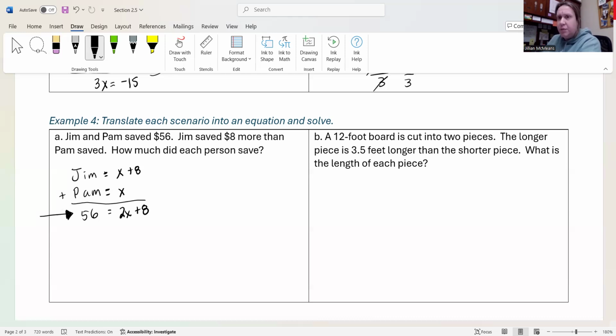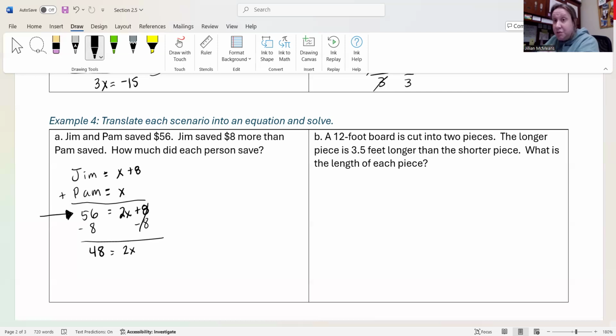So at this point, hopefully you're pretty good at understanding the way we undo addition is subtraction. So I want to subtract 8 from both sides of the equation. Well, on the right, we have 2x plus 8 minus 8. Well, 8 minus 8 is just 0, and 2x plus 0 is just 2x. On the left, we have 56 minus 8, which is what, 48? So now we have 48 equals 2x.